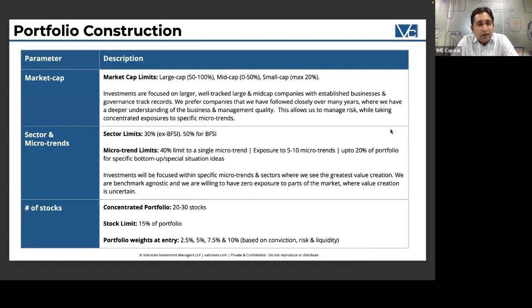The important point is that we are benchmark agnostic and we are willing to have zero exposure to parts of the market where value creation is uncertain. This will be a concentrated portfolio of between 20 to 30 stocks. We won't have more than 15% in an individual stock, and we have clearly defined portfolio weights at entry based on the level of conviction, risk, and liquidity.